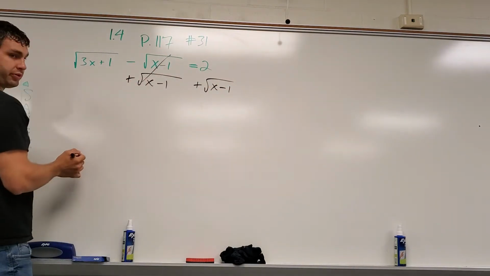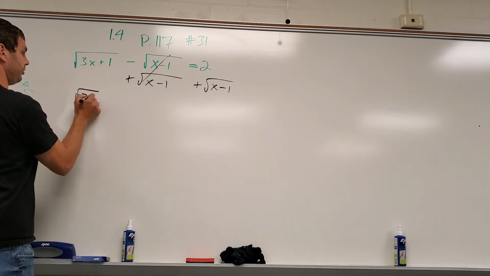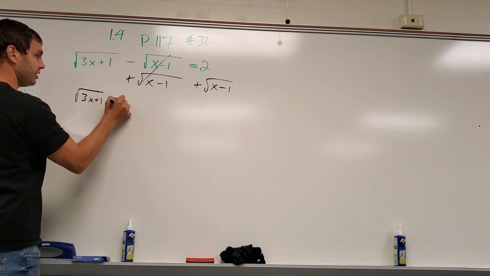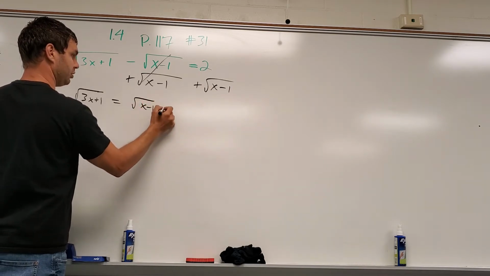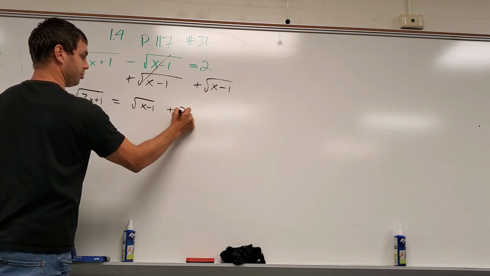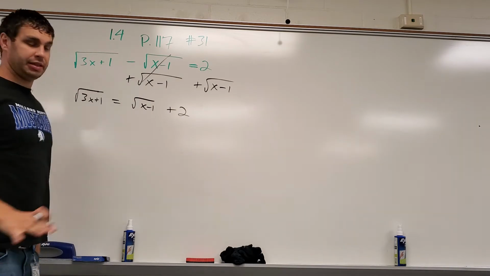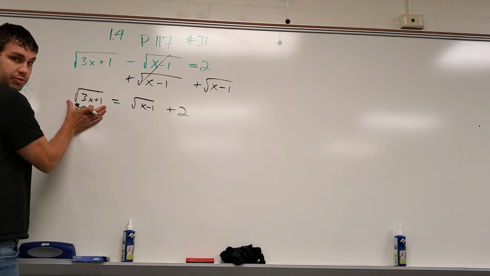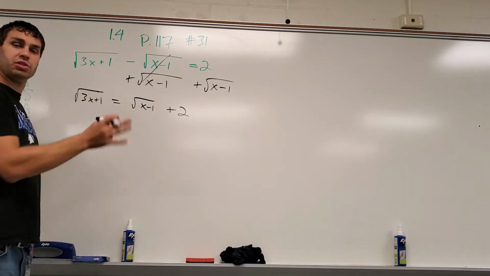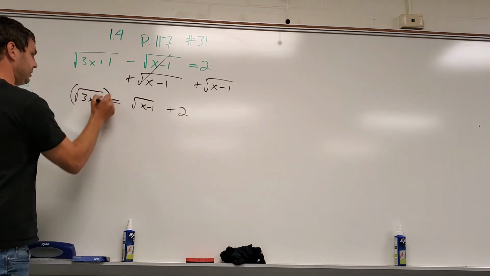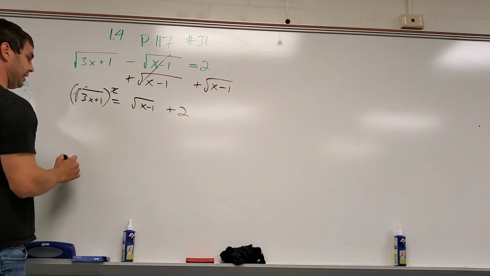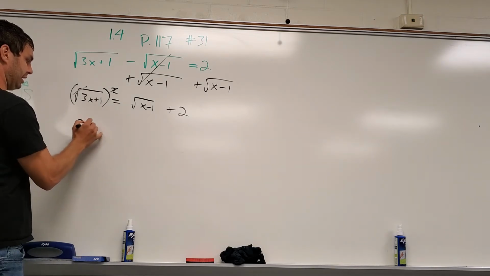Okay, that cancels over here. We're left with the square root of 3x plus 1 equals the square root of x minus 1, and then plus 2. Now, when we would just have a single square root, we would take the square root of both sides. We're still going to do that, but it's going to look a little different over here. So on this side, when I square it, that's going to cancel, leaving me with just 3x plus 1.